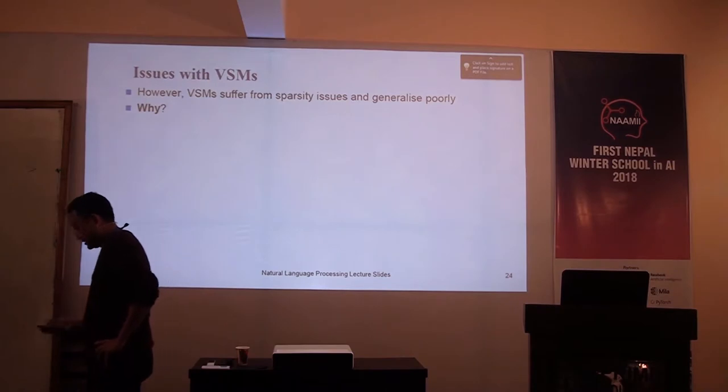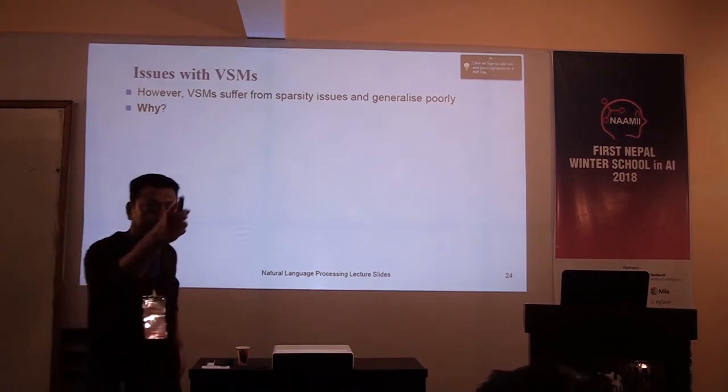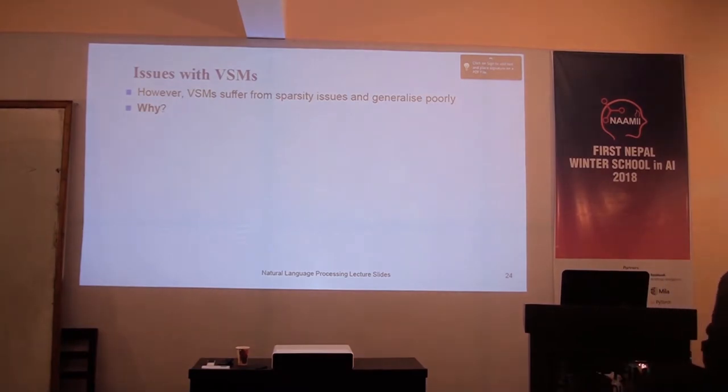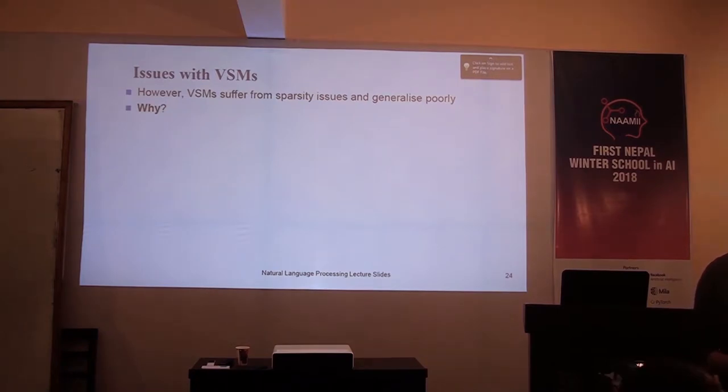So as we just discussed, VSMs would suffer from sparsity issues and generalize very poorly. Yes? In terms of finding similarity between vectors, why do we generally use cosine similarity? I've also used Euclidean distance or Manhattan distance, but generally people prefer cosine similarity. Is there any specific reason for that? That's a very good question.